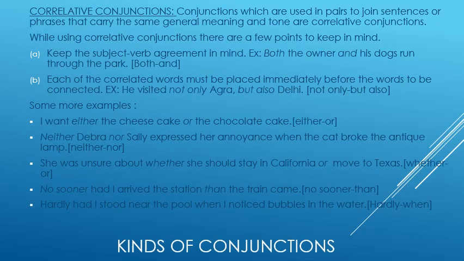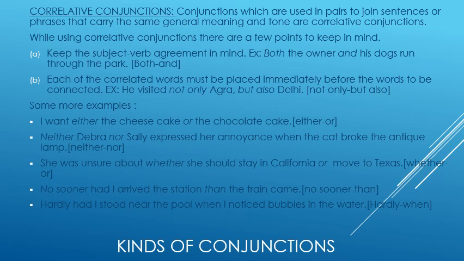Let's talk of correlative conjunctions. Conjunctions which are used in pairs to join sentences or phrases that carry the same general meaning and tone are correlative conjunctions. While using correlative conjunctions, there are a few points to keep in mind. Keep the subject-verb agreement in mind. For example, both the owner and his dogs run through the park. Here the correlative conjunctions are both and. Each of the correlative words must be placed immediately before the words to be connected.